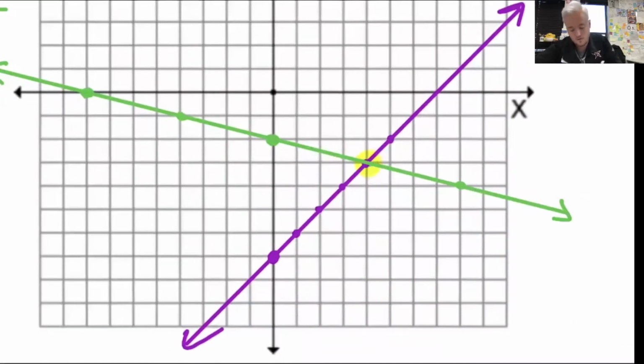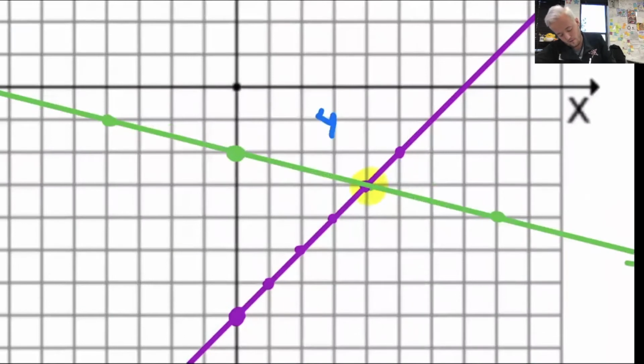Let's see if I can count. So (-4, -3). So that would be our solution here.